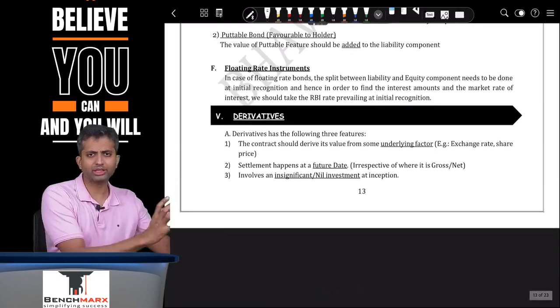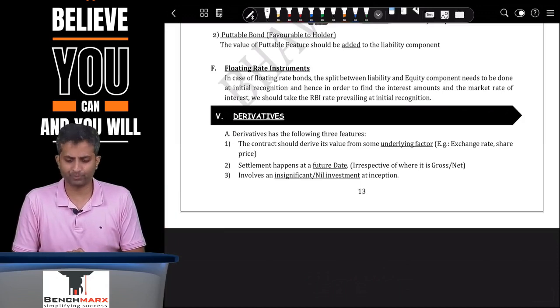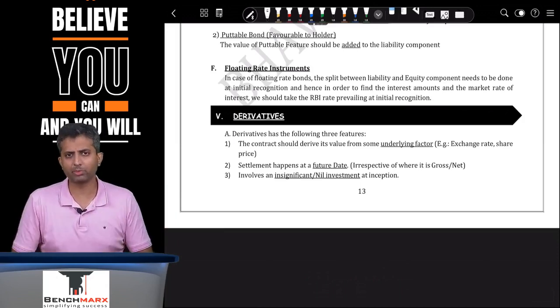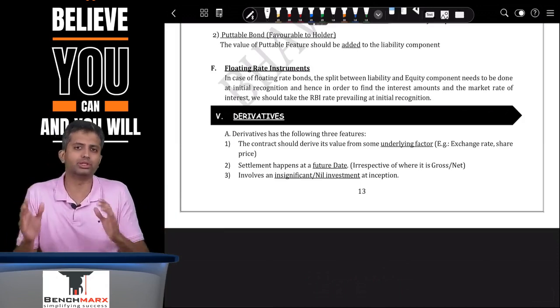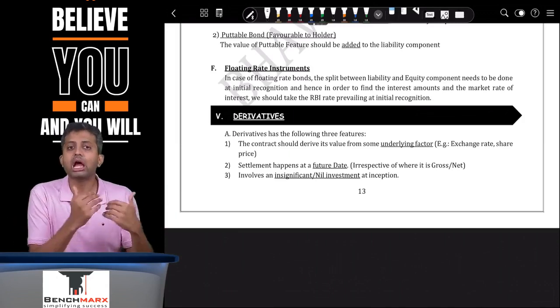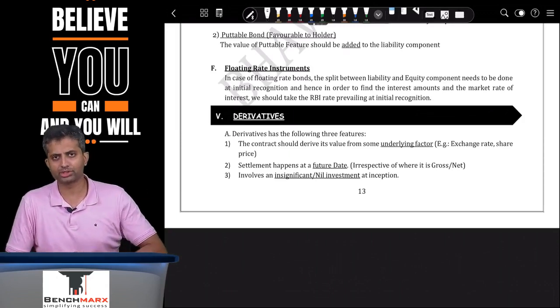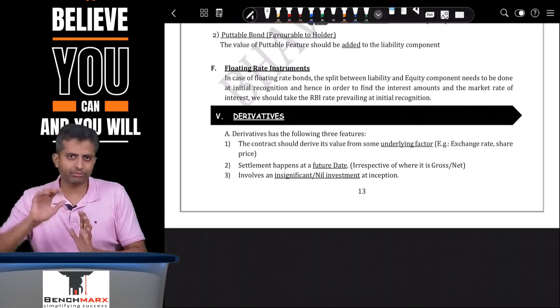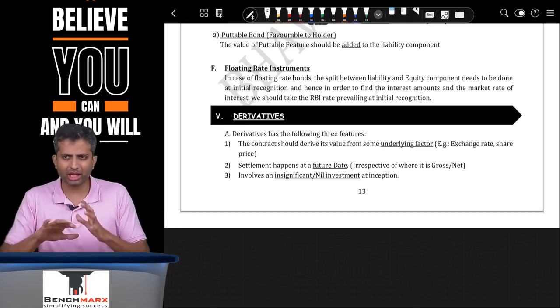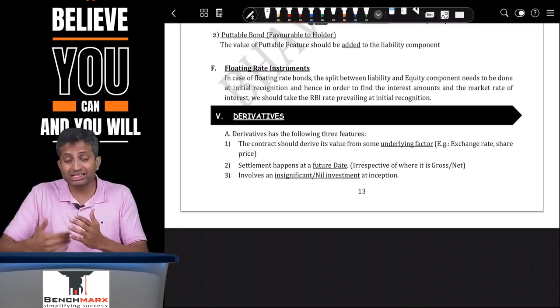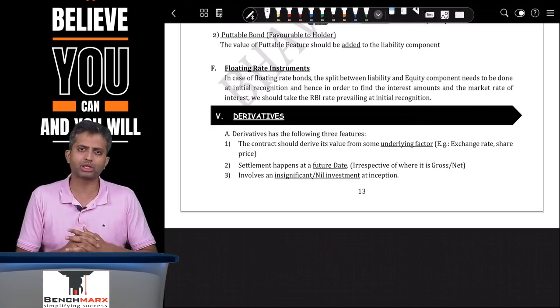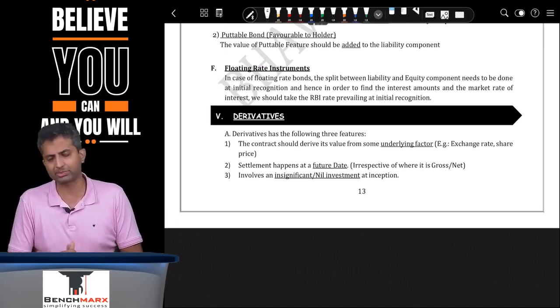Okay, so this takes care of the compound financial instruments, and largely the most important part of the standard till now. Derivatives are slightly important, and the remaining part of the standard is relatively less important when it comes to an exam standpoint.